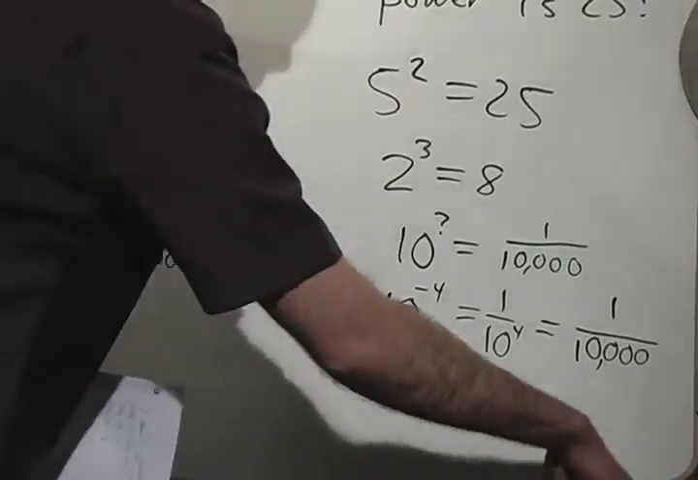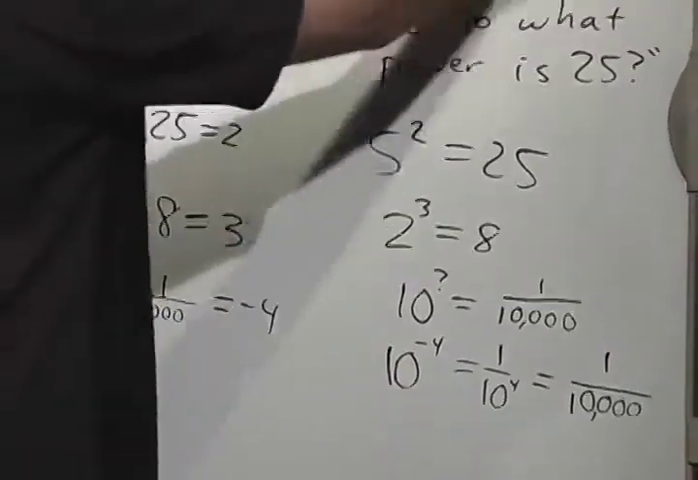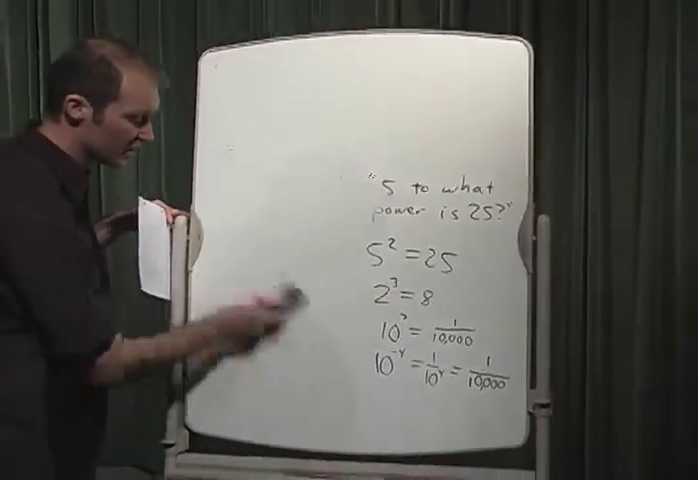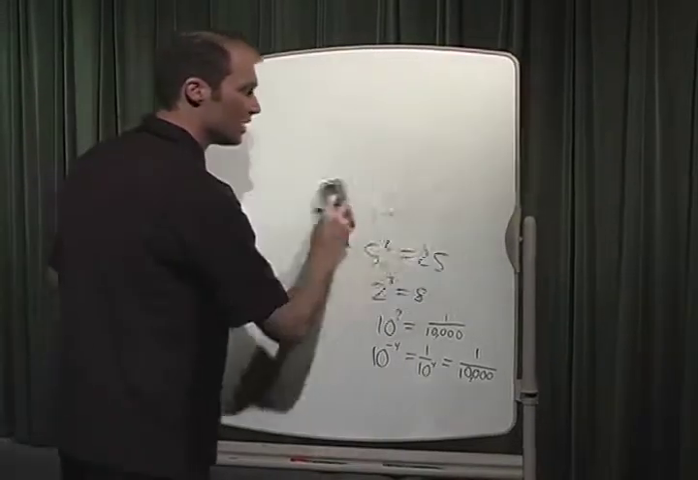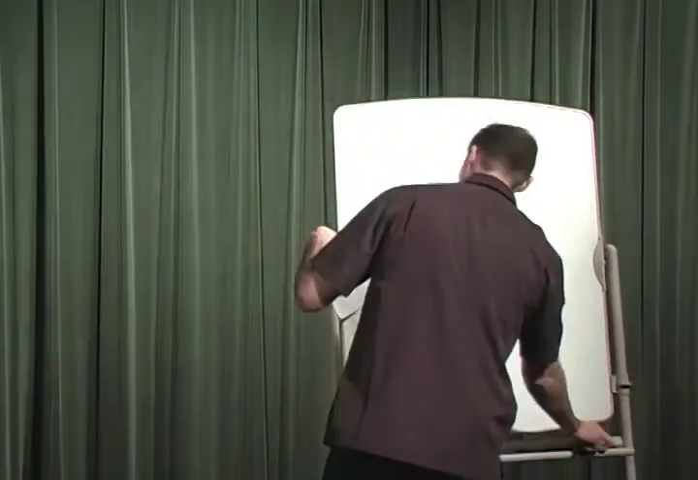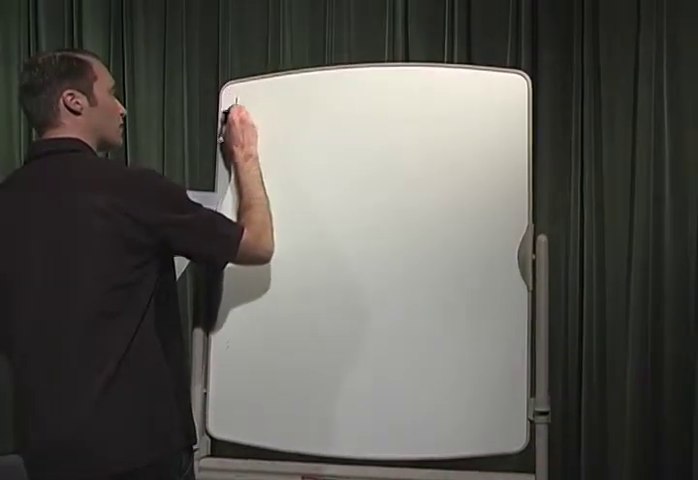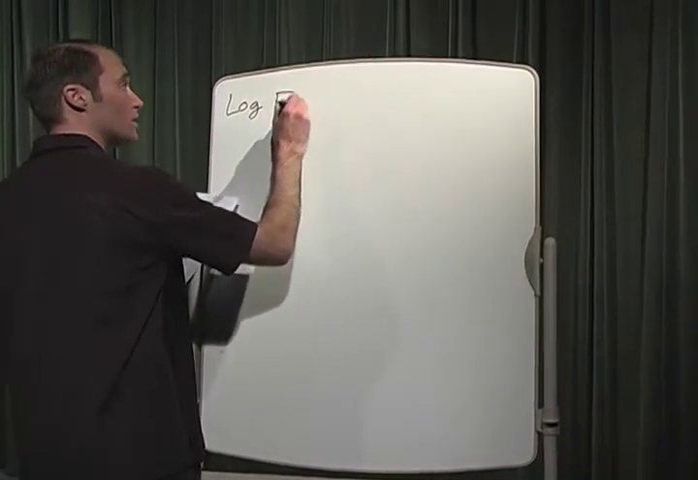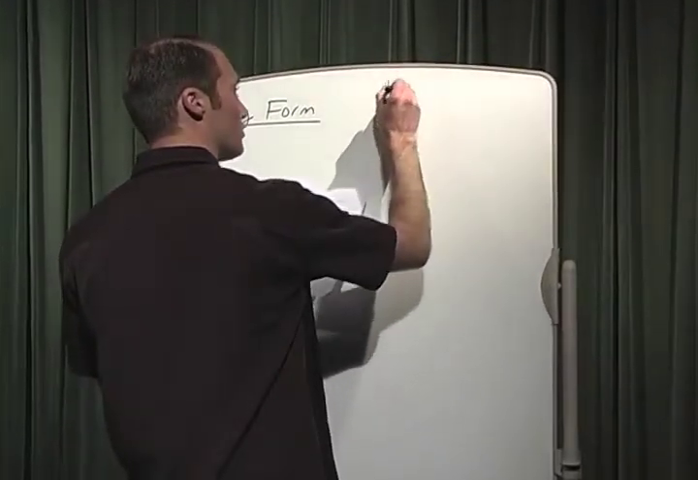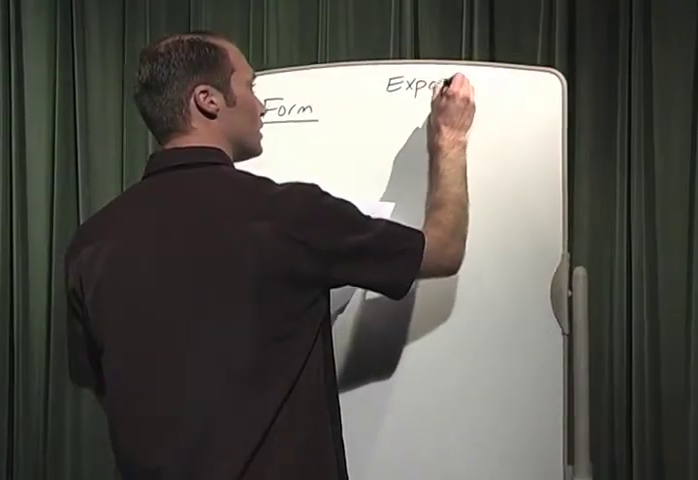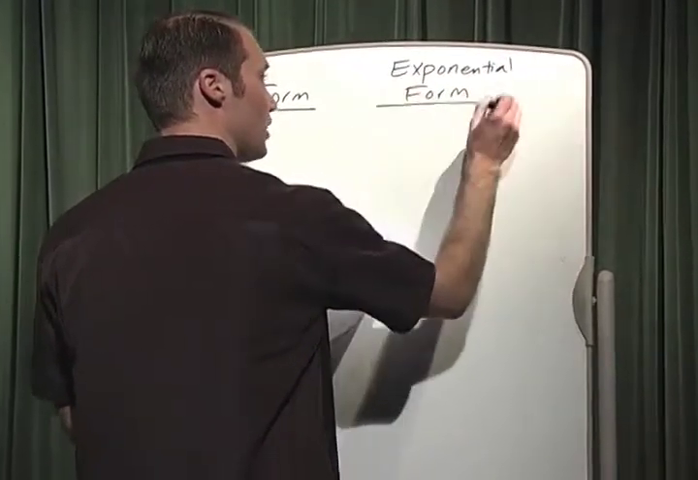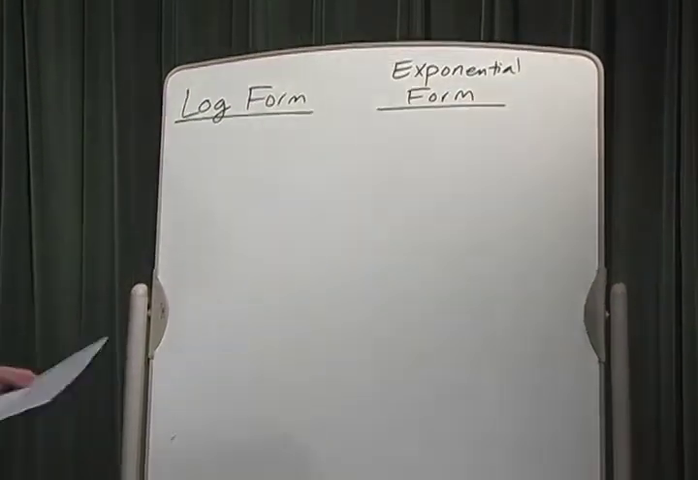Now, let me go ahead and clear some board space, and then what I want to do is set up a chart. And in my chart, I'm going to list the two different forms that an equation could be written in. Over here on the left, I'm going to put logarithmic form, or log form for short. And over here on the right, I'm going to put exponential form.